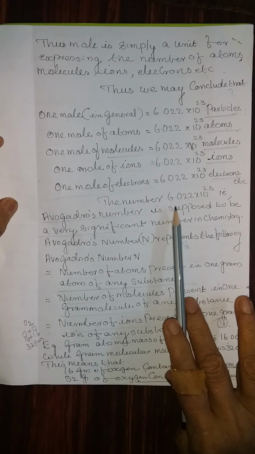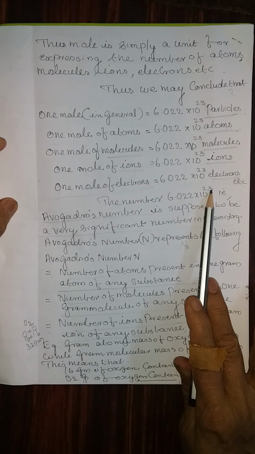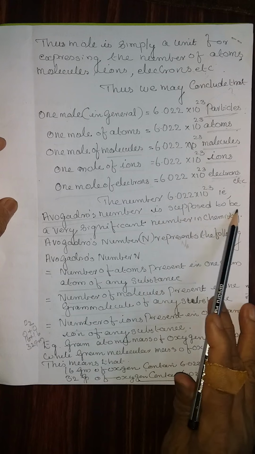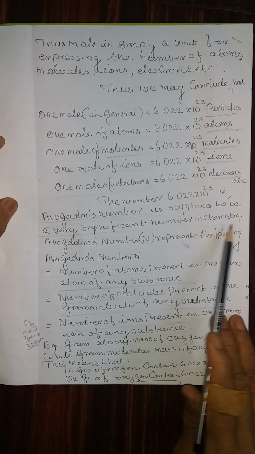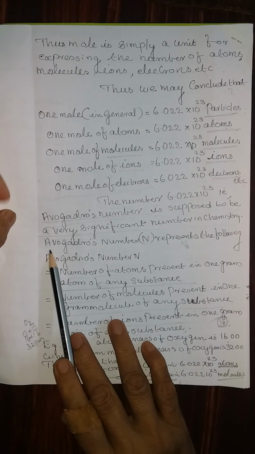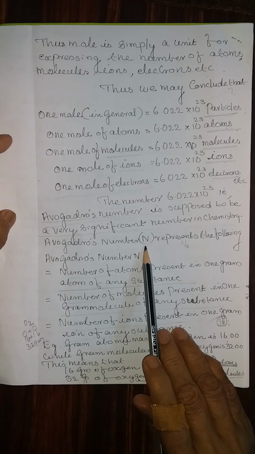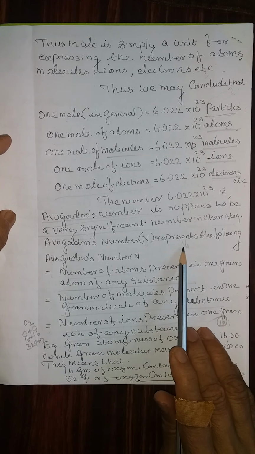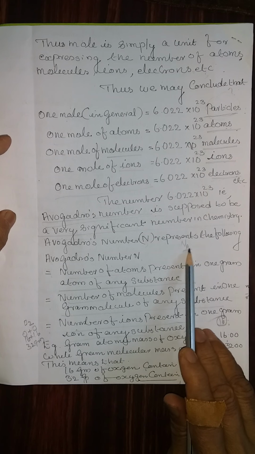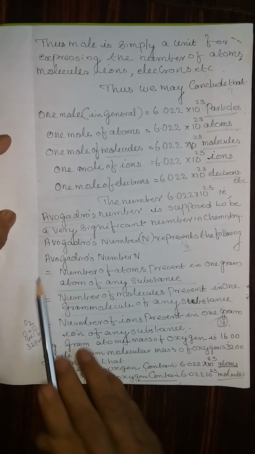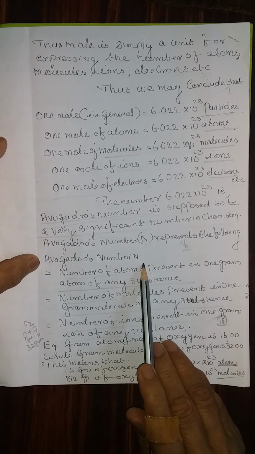The number 6.022 × 10^23 is called Avogadro number, and is a very significant number in chemistry. Avogadro number is normally represented by capital letter N. It is also represented by capital letter N with a subscript A. The following is the Avogadro number expression.